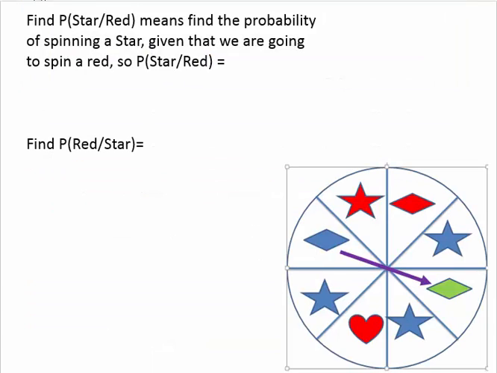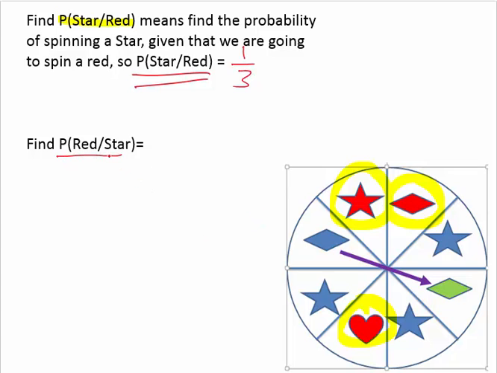So when you read this right here, that means find the probability of spinning a star given that what we spin is a red. Well, let's take a look at it. If we're given that we spin a red, it means it landed here, here, or here, right? And we want to know what's the probability of it being a star given that we spun a red. So the answer would be 1/3, because only one of those 3 red figures is a star.